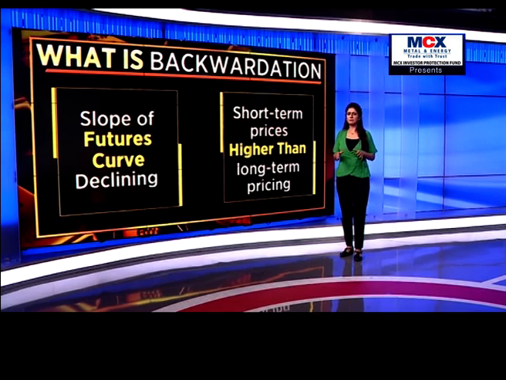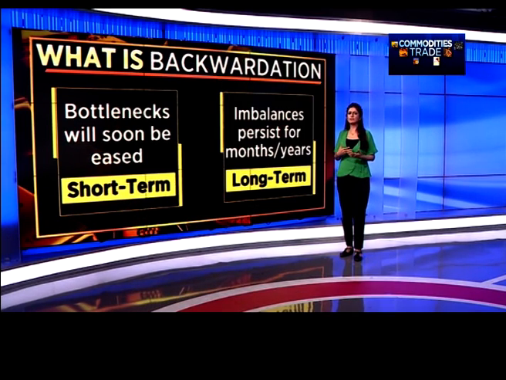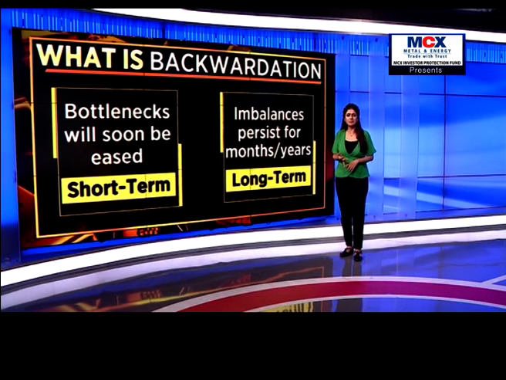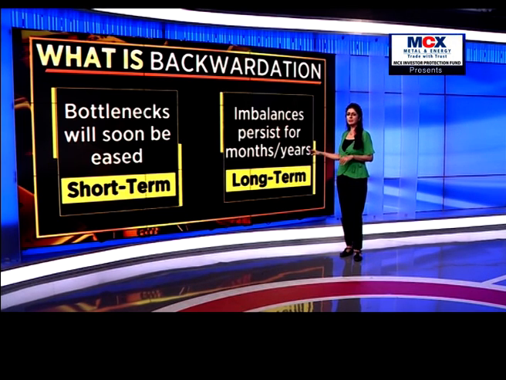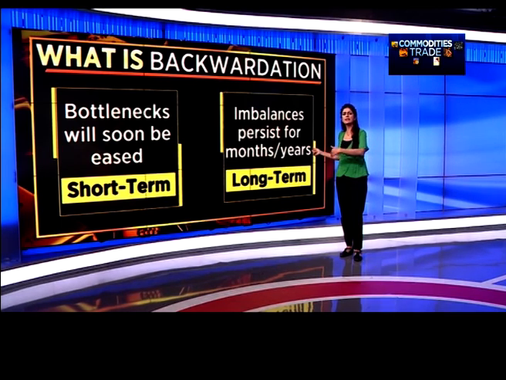This backwardation can be short-term, led by bottlenecks that will soon be eased, like the Suez Canal disruption or the Colonial Pipeline shutdown in the US that led to gas prices at the highest in 6 years. Or it can be long-term, where the supply and demand imbalances persist for months or even years.